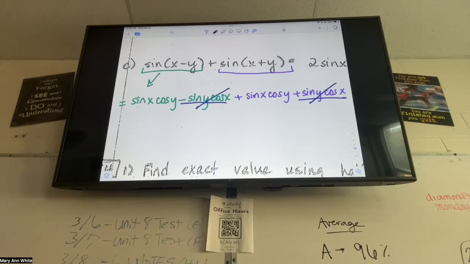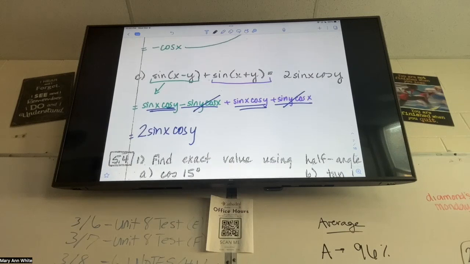What about sine of X cos Y plus sine X cos Y? What does that become? 2 sine X cos Y. Is that what I wanted to equal? Yes. We did it. So all we're doing is kind of simplifying, combining. And then we are able to get it down all the way to 2 sine X cos Y.